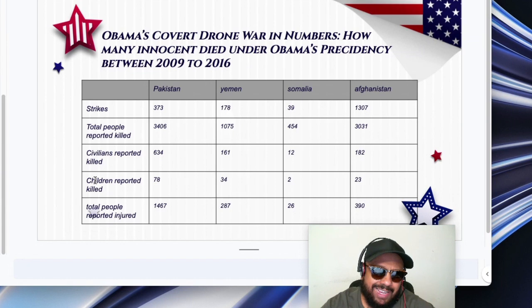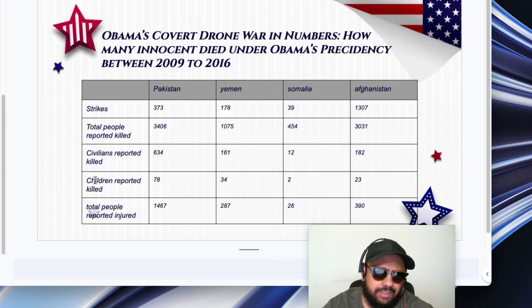For Pakistan, there were around 373 drone attacks. In Yemen, 178. In Somalia, 39. And in Afghanistan, 1,307. Total people died from the drone attacks that were authorized by Barack Obama: in Pakistan, 3,406. In Yemen, 1,075. In Somalia, 454, and in Afghanistan, 3,031.